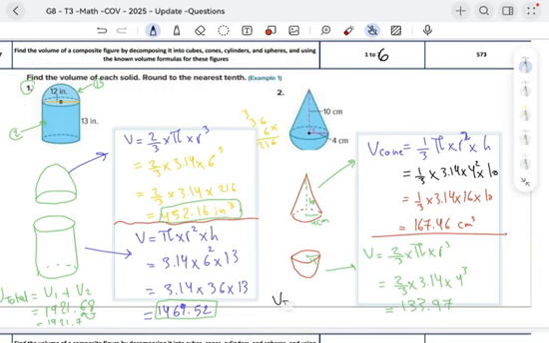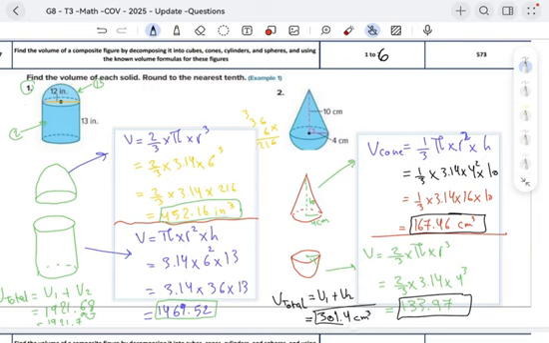The last step is to find the total volume, V total. The V total is the sum of V1 and V2, the volume for the cone and the volume for the hemisphere. The total is adding 167.46 with 133.97. The sum is 301.4 and the unit is centimeter cubed. This is the total volume for the whole shape.